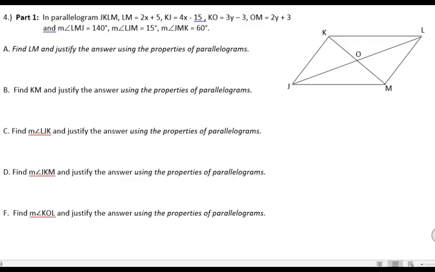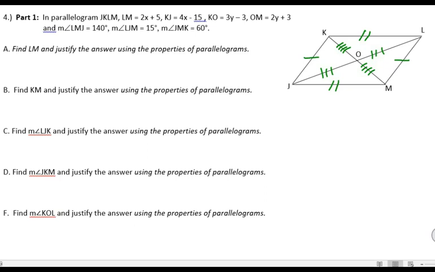So this last part is unit 4. It says in parallelogram JKLM, LM is 2x plus 5 and KJ is 4x minus 15. So we know that LM is congruent with KJ because they're opposite sides. We know that KL and JM are also congruent. We also know that the diagonals bisect each other. So I'm marking all that stuff, okay? So I'm going to go ahead and answer A, and then we'll go on to the angles afterwards.